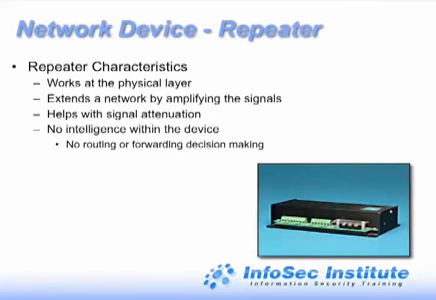Okay, repeater characteristics. They work at the physical layer, layer 1. Extends the network by amplifying the signal. Helps with signal attenuation. There is no intelligence with the device. So basically what it does is goes from port 1 to port 2 and then just amplifies it.